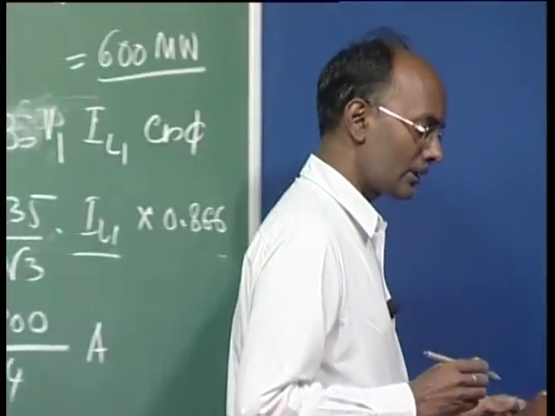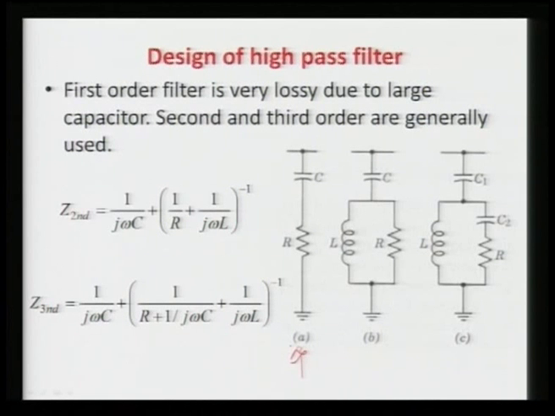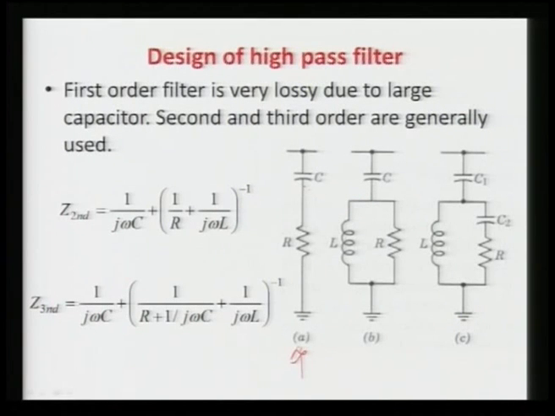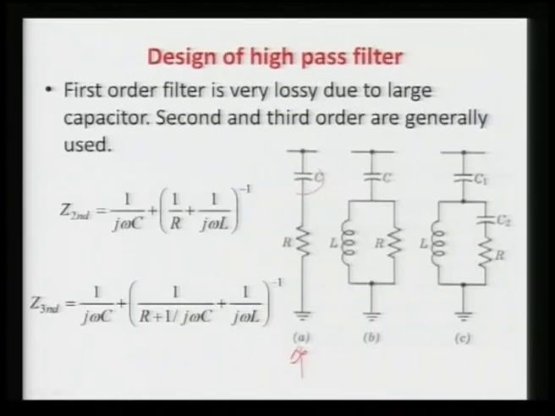Normally, you can see these filters in the diagram. This is A, basically a first order filter. The first order filter is nothing but an RC filter; the simple band pass filter is an RC filter. Here you can see only one capacitor is there, and a large capacitor is required to sustain this voltage. Thereby, it is very lossy and is normally not used.